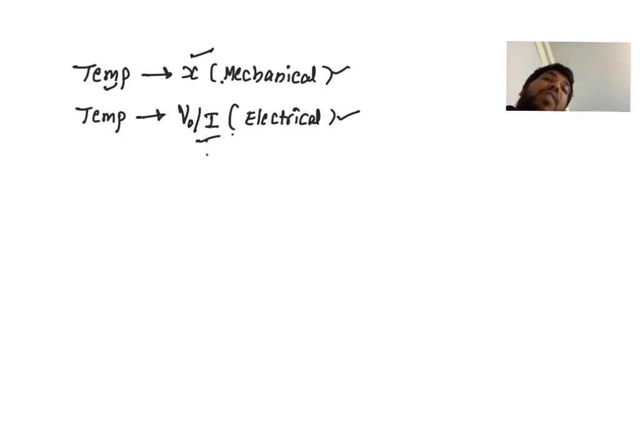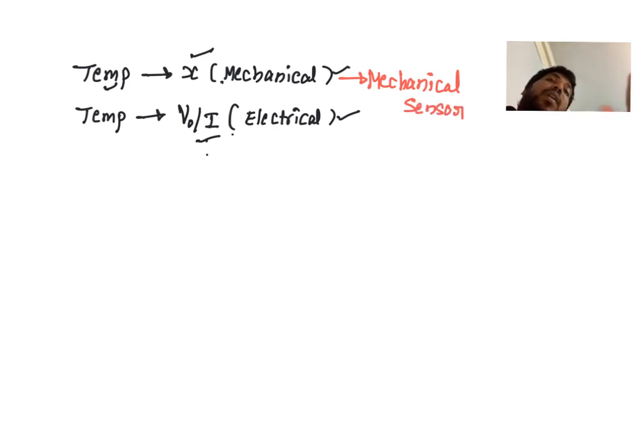Suppose the sensor delivers a mechanical output, in that case that particular sensor is called a mechanical sensor. Let me write down here clearly, mechanical sensor. So if the sensor generates the output as a mechanical quantity, then it is called a mechanical sensor. Now let's come back to the other types.